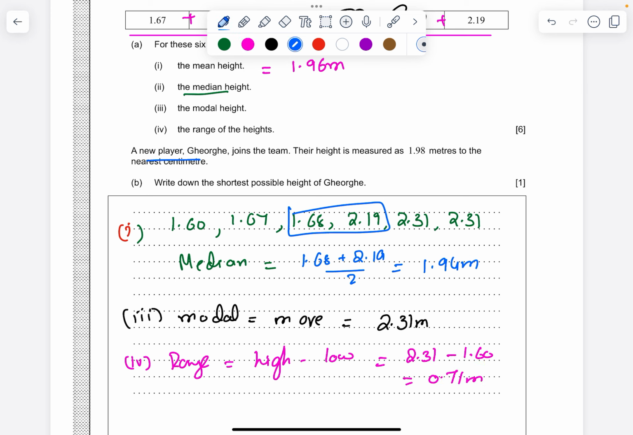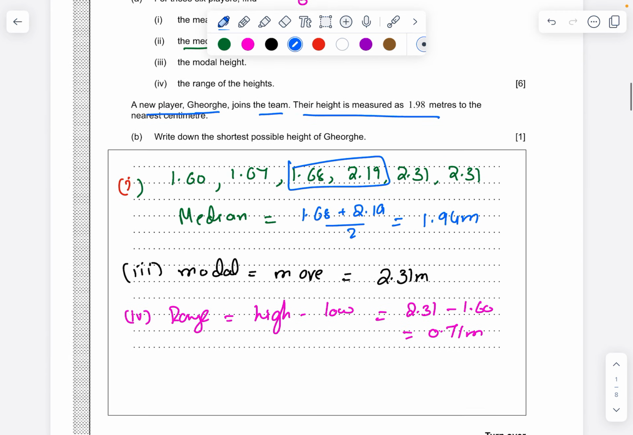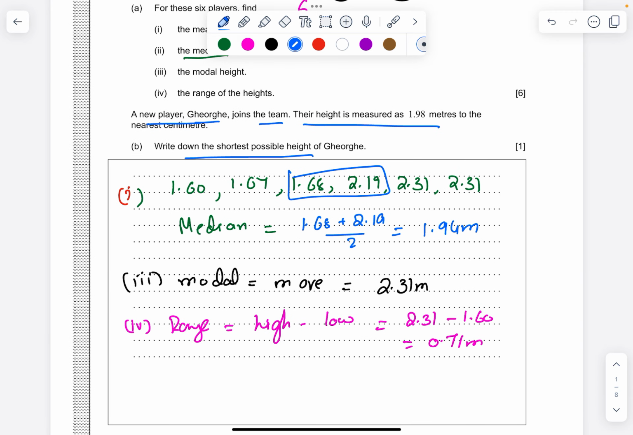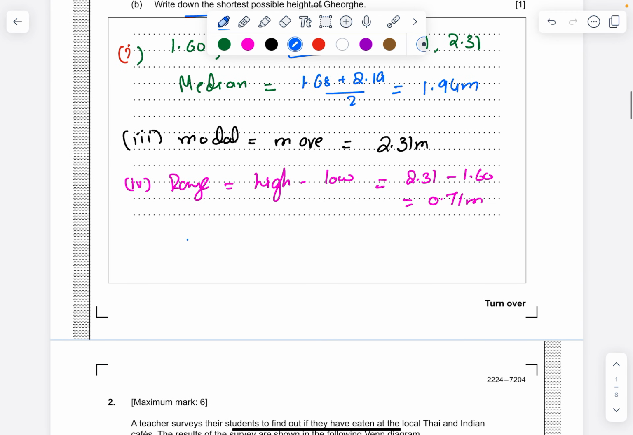Next, a new player G joins the team. Their height is measured as 1.98 meters, correct to the nearest centimeter. So, write down the shortest possible one. So, 1.98. Nearest centimeter means nothing but what? Always it is going to be 0.1. 0.1 divided by 2, which will become 0.05.